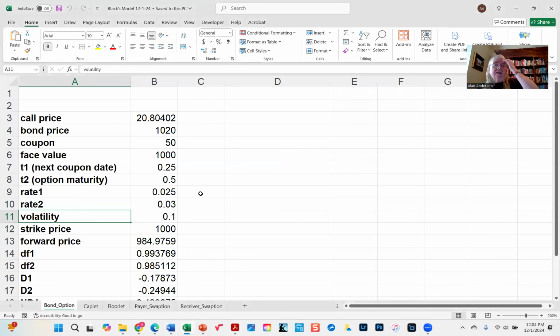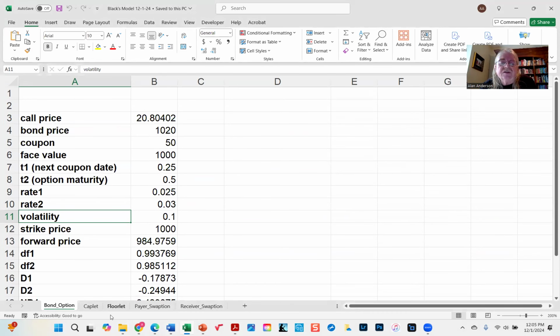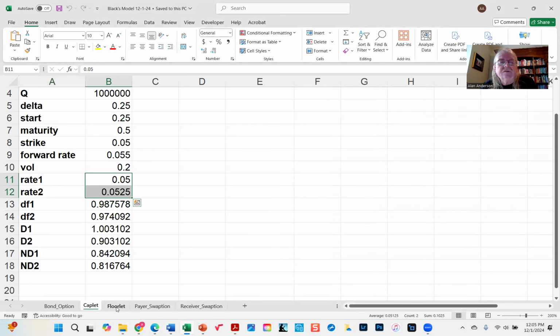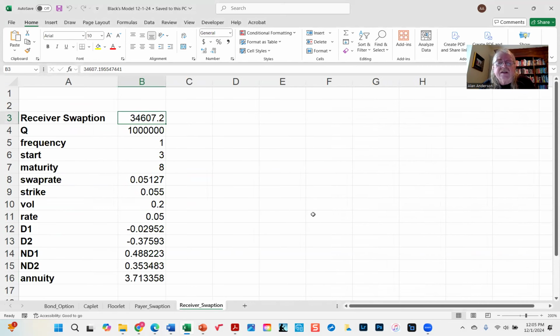Yeah, this is the document that we'll be looking at. You can see there's a lot of details here. This is a bond option. We also have several others here. We have something called a caplet, floorlet, payer swaption, receiver swaption. It's a very complicated market. So we're going to look at some of the most important ones, and we'll see how they're related to the Black-Scholes model.